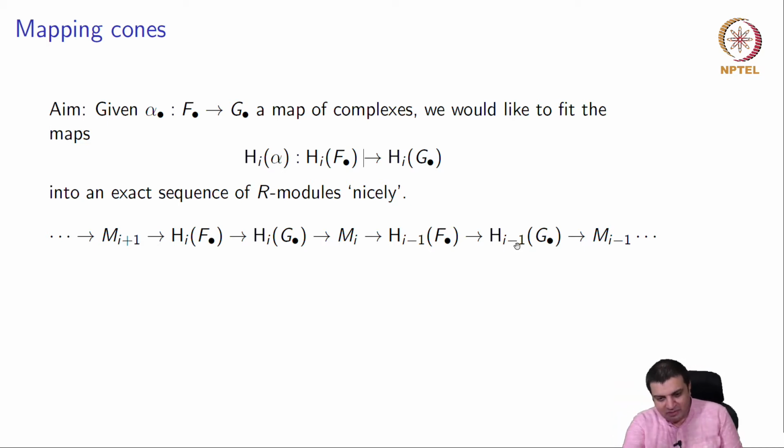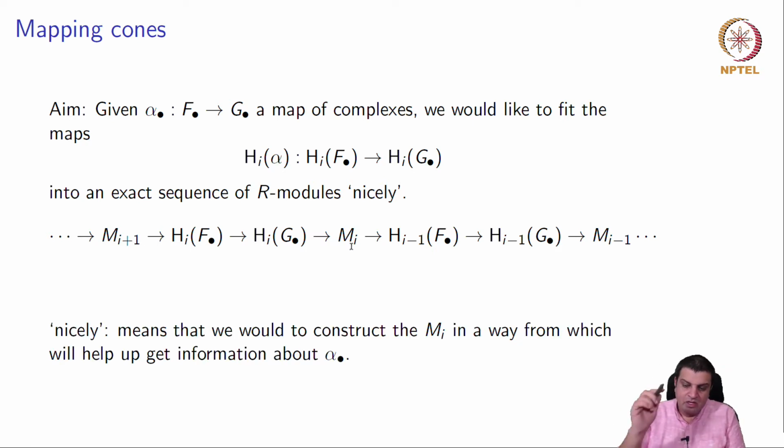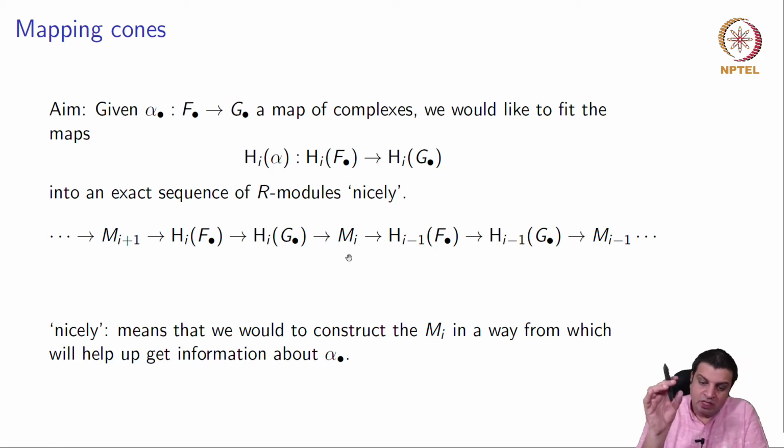So this is again a post facto justification. We would like to put them like this in a nice way. And what do we exactly mean by nicely? So we would like to describe these Mi in such a way that we can say something about the maps alpha i, or that they're somehow constructed in some natural way. There's no definition as to what exactly the natural way is, but we will describe one such thing called mapping cones.